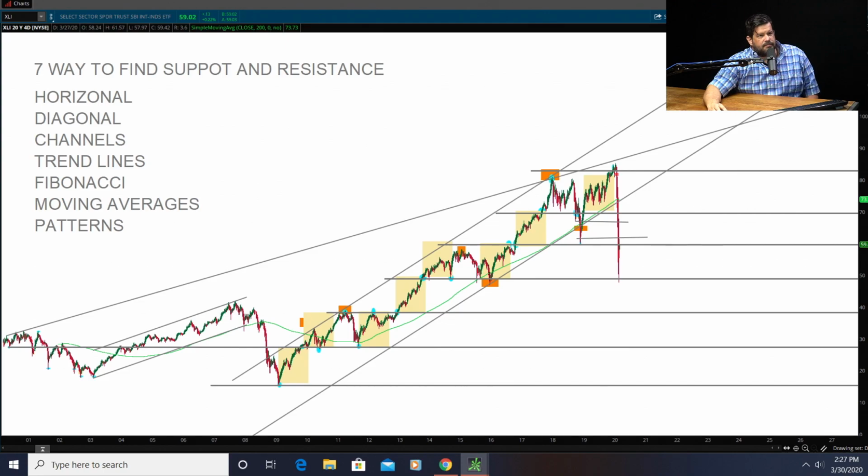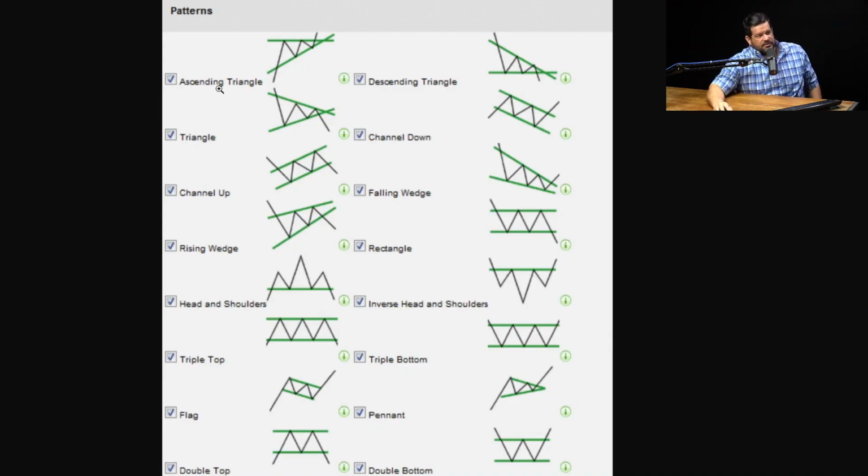All right, let's get into patterns. There are multiple patterns here. You can see that this is an ascending triangle, right? So what do you have? You have resistance on a horizontal line, and you have support on a diagonal line. You have resistance on the horizontal line, and then on the diagonal line, you have support, and then it breaks out.